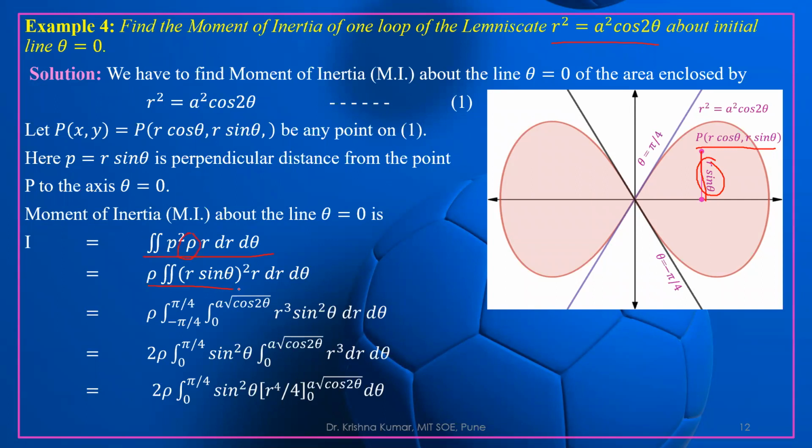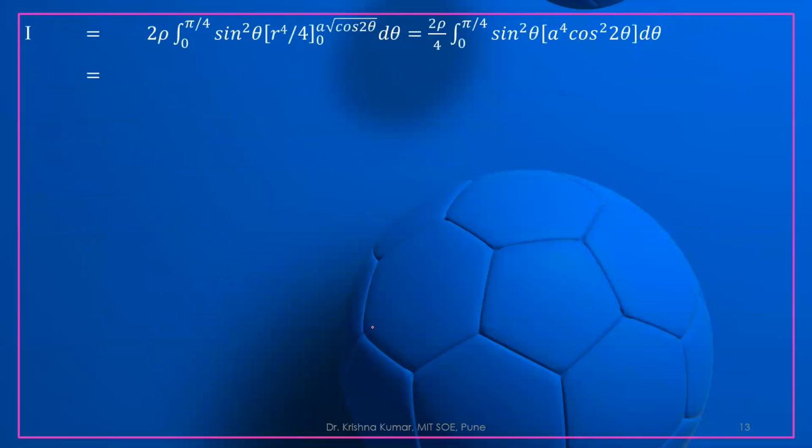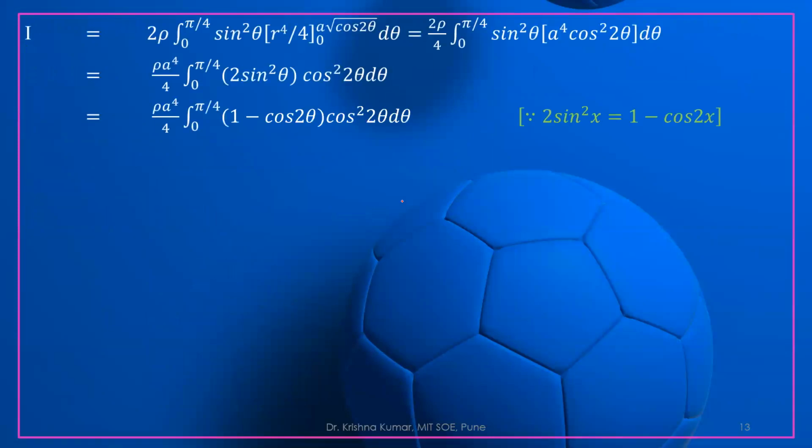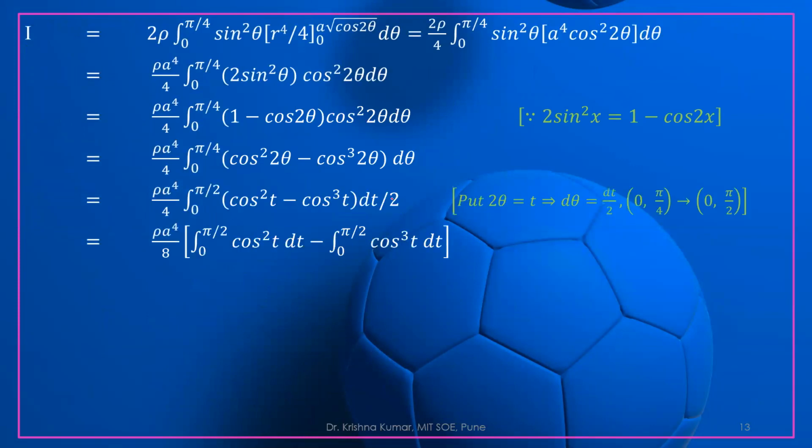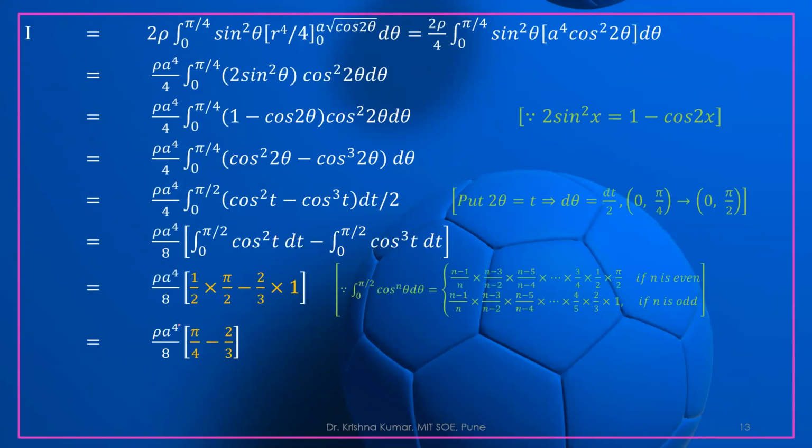Okay. So what is the limit for that? The limit for theta is minus pi by 4 to plus pi by 4. And then sin square theta. And this is a similar part. We have to integrate. We are getting the same answer, r to the power 4 upon 4, a root cos 2 theta. And if we simplify it again, we are getting this. This is the value of I, but now since we have taken rho, we will try to find out the value of rho.